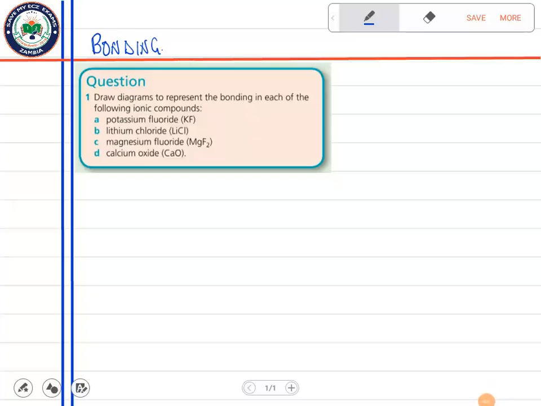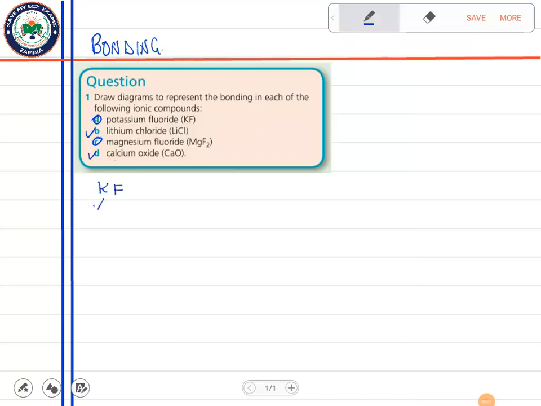All right, so I have a question here. I'm just going to answer question A and C. Then you can try out B and D and see what you're going to come up with. The question says, draw diagram to represent the bonding in each of the following ionic compounds. Okay. So first we are going to draw the diagram which represents potassium fluoride.